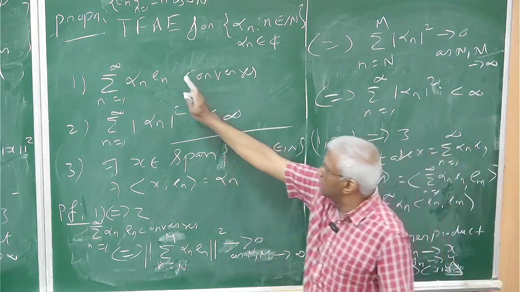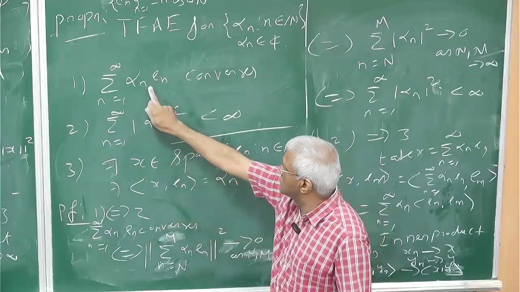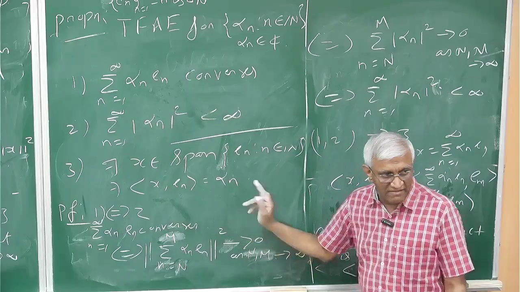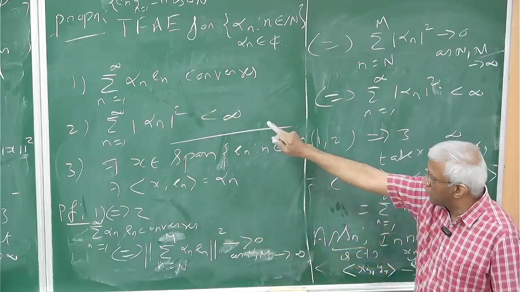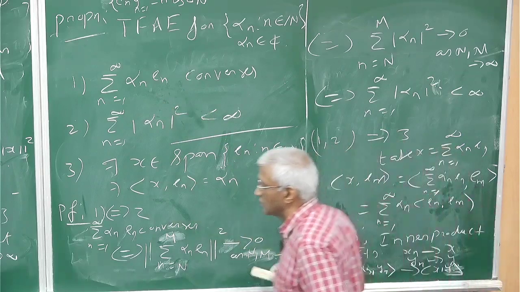I mean, from 1 or 2 you want to get this statement. Okay, that is, you take it here and then take x equal to that, and that inner product is alpha n. Okay, so 1 or 2 implies 3. Now we have to prove 3 implies either 1 or 2.